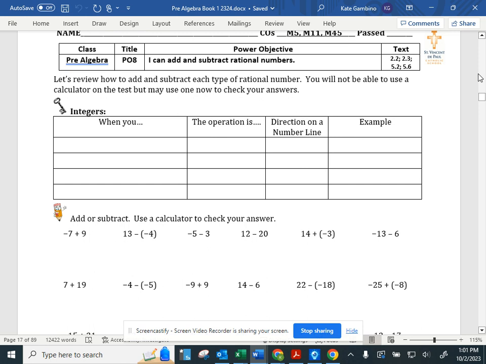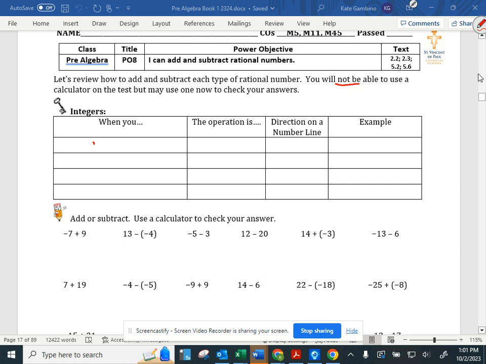So we're going to review that because on the test, you will not be able to use a calculator on the test for this objective. So we need to know how to use that number line. We need to really think through which way we're going on the number line when we're adding or subtracting.